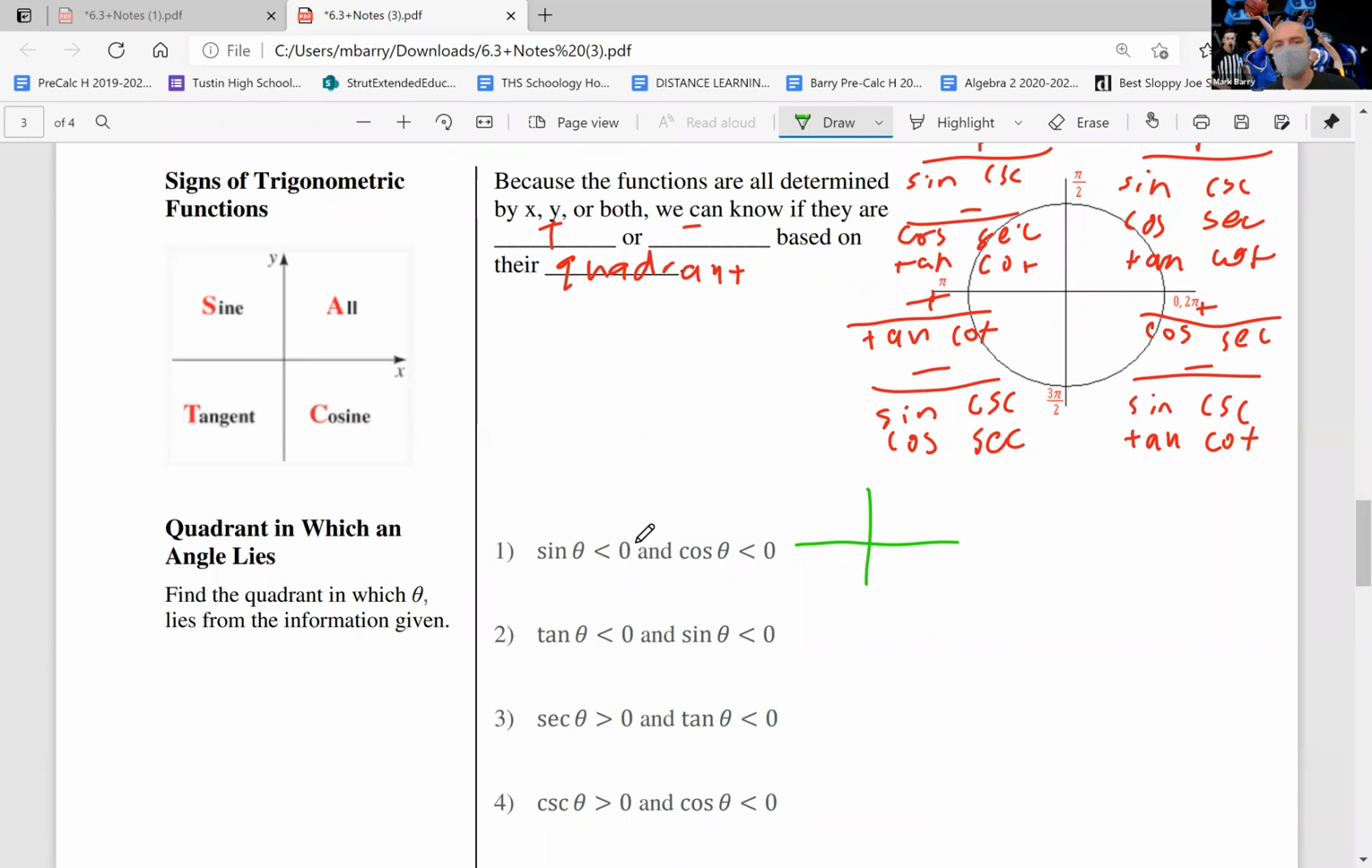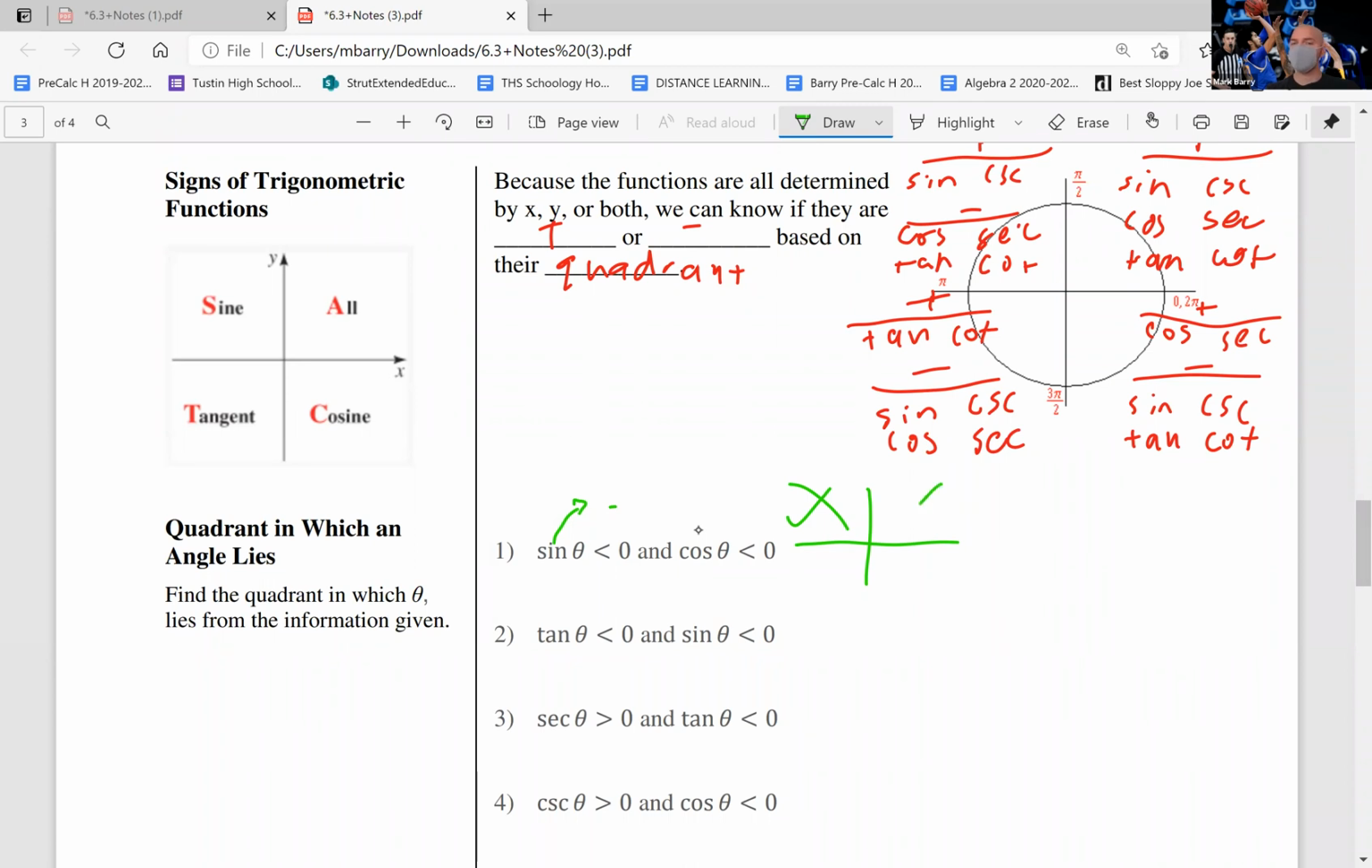So I'm just going to do the first clue first. Sine is less than 0. That means sine is negative, correct? Okay, so the first clue says sine is negative. With the first clue, you should be able to cross off two quadrants. If sine is negative, I should cross off the two quadrants in which sine is positive. Well, sine is definitely positive in the sine quadrant, correct? So that's not it. I'm going to cross that quadrant off, the second quadrant.